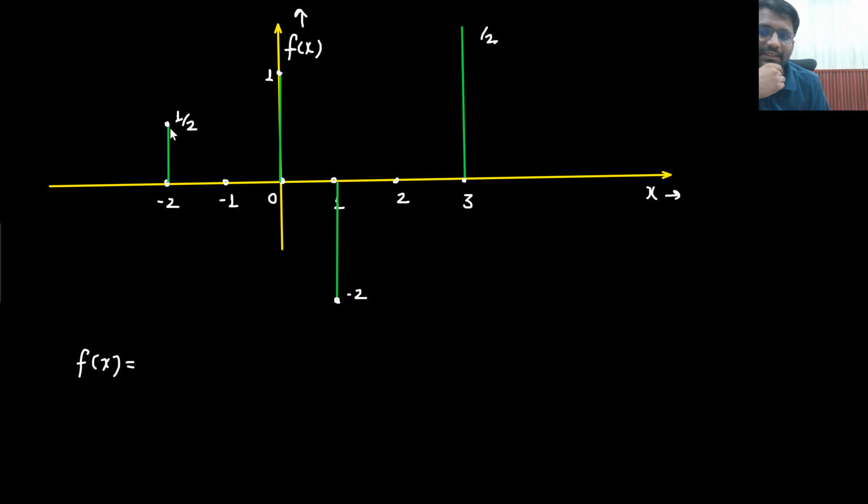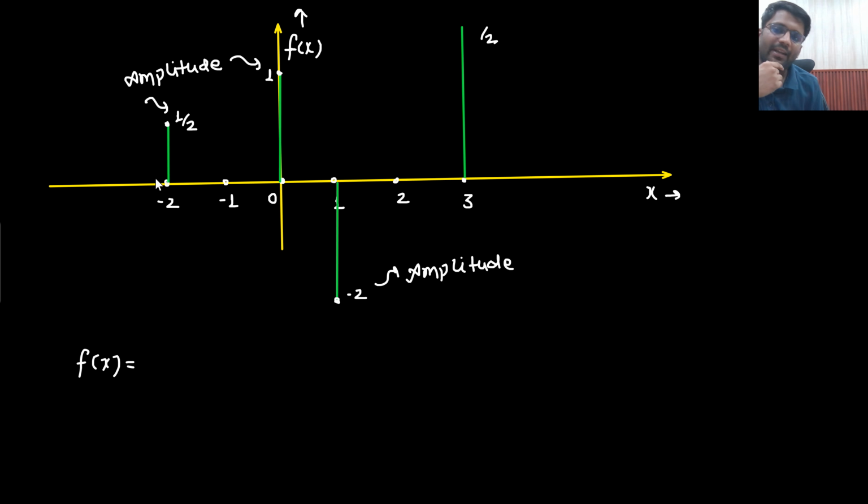First of all, let me know, is this an impulse? No, this is not an impulse. This is amplitude, right? 1 by 2 is the amplitude. So is this an impulse? No. This is also amplitude. All these are amplitudes. So this is not an impulse.